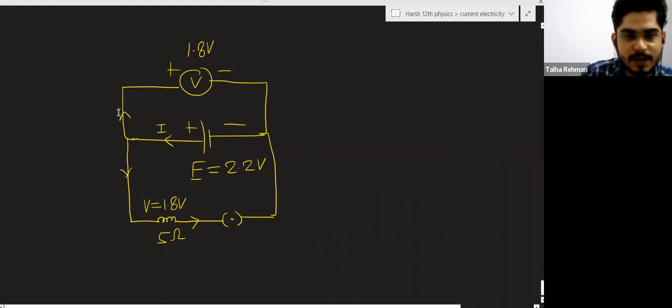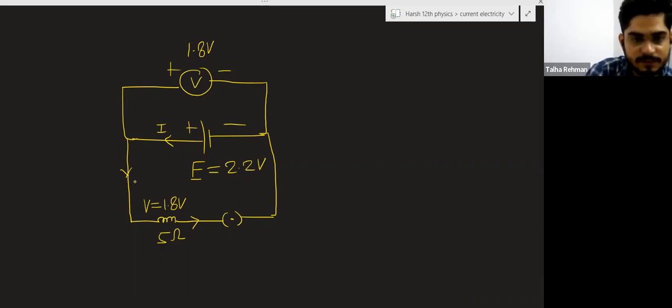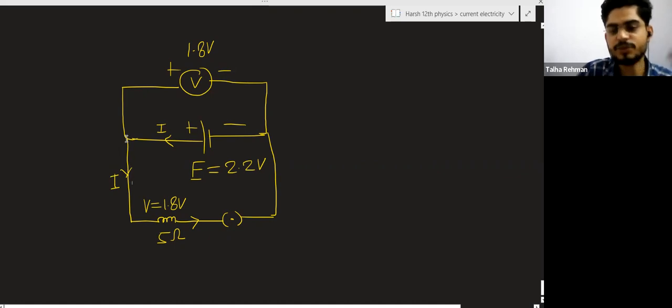So you can say that the current flowing in the circuit is like this, means current I is flowing here, I is flowing here. Here is the branching, so the current should change. But why is the current not changing? Because all of the current is going through this path.